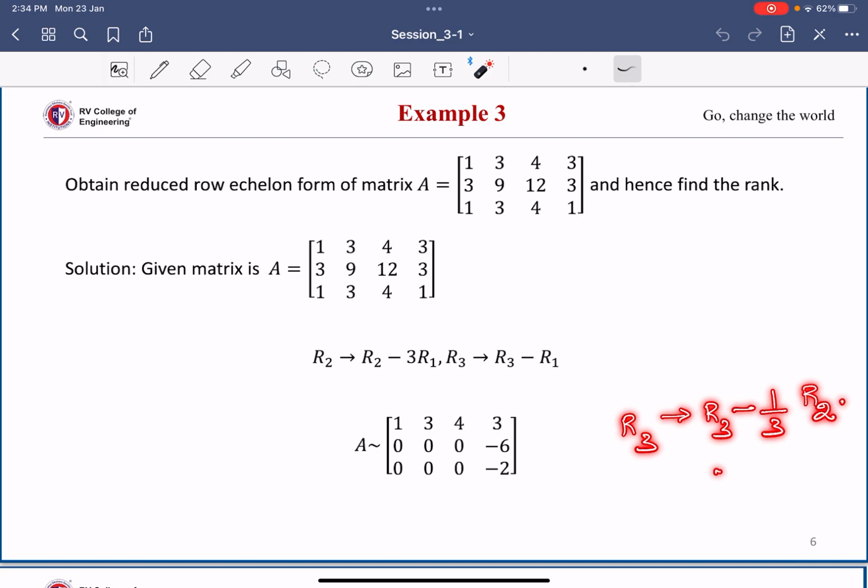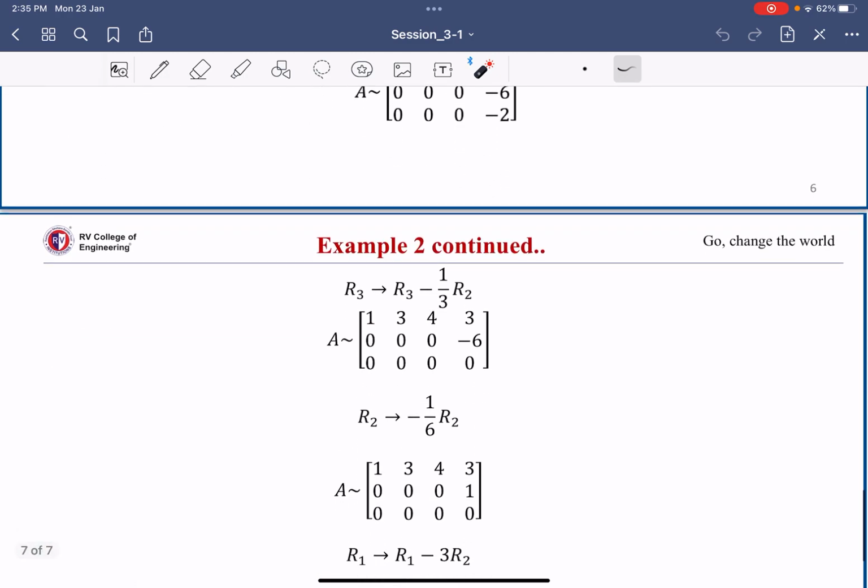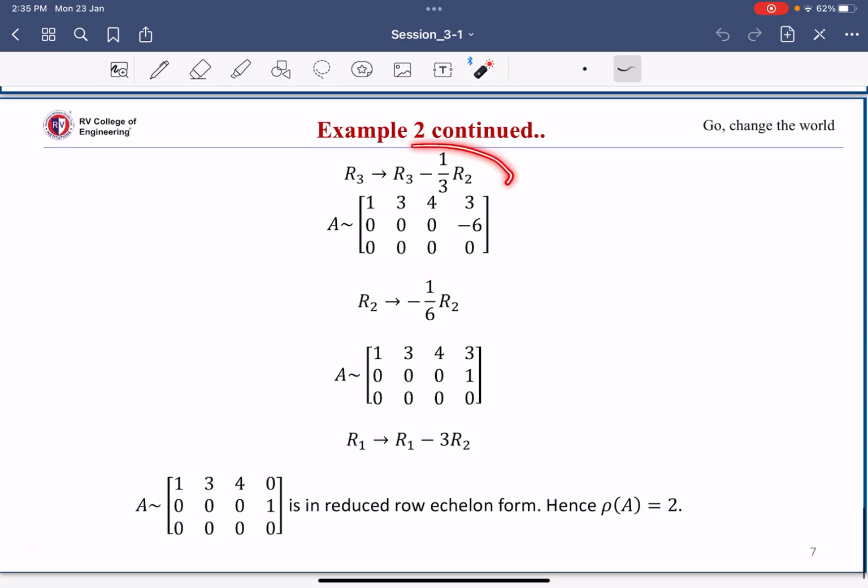So when I apply this transformation, I have -2 here, -1/3 here. R2, the corresponding element in R2, is -6. So minus into minus gives you plus. So I get -2 plus 6/3, which is -2 plus 2, which gives you 0. So this transformation has been applied here.